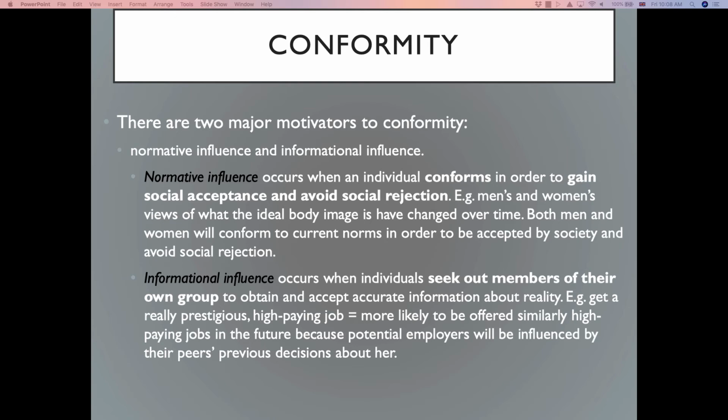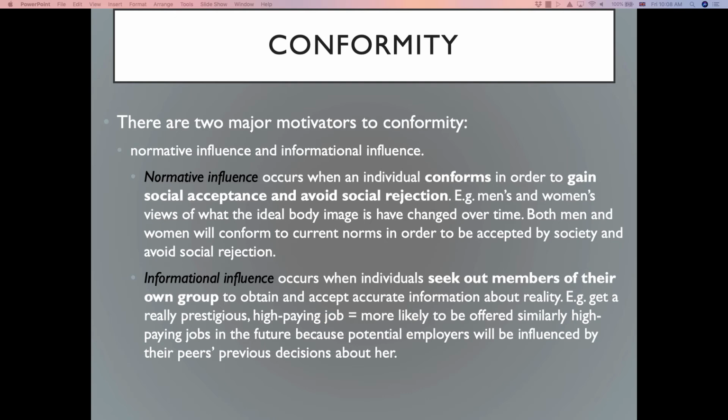We might start smoking because all our friends smoke. We might start vaping. One of the reasons why Hong Kong has banned vaping is because they don't want it to be a social norm. They don't want to normalise that behaviour. So normative influences. We don't want social rejection. We want to fit in.